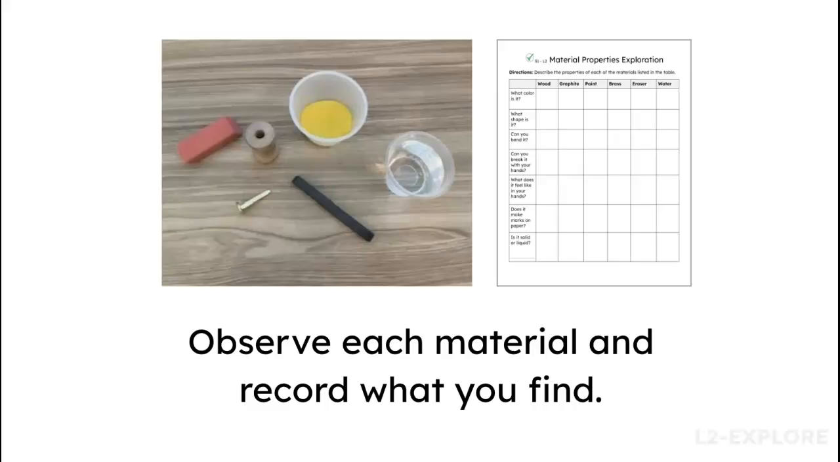You'll then direct students to the Materials Properties Exploration student journal page and go through the row titles to make sure that the students understand what they are looking for. You'll put students into groups and give each group one bag of materials, a graphite stick, a cup of water, and a small bit of paint in a cup. Please note that students will reuse these materials in the Elaborate, so don't throw them away. You'll have students observe each material and record what they find on their journal page.